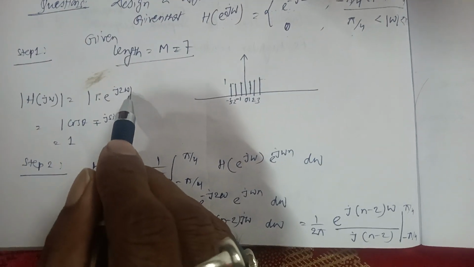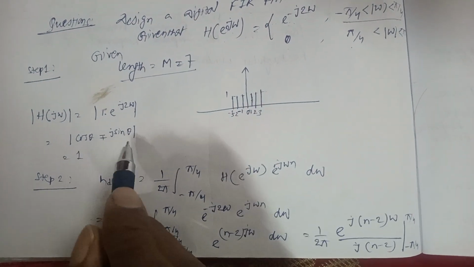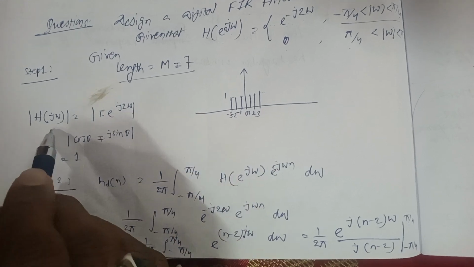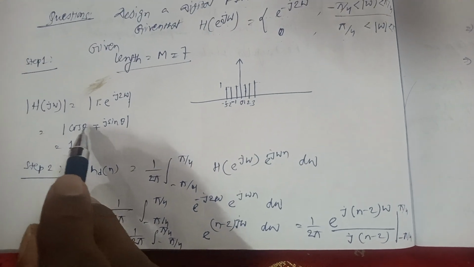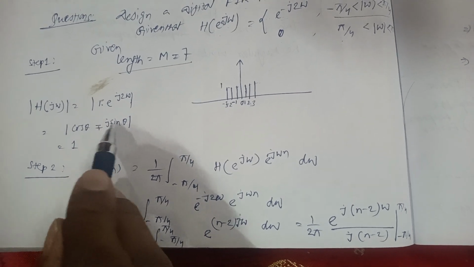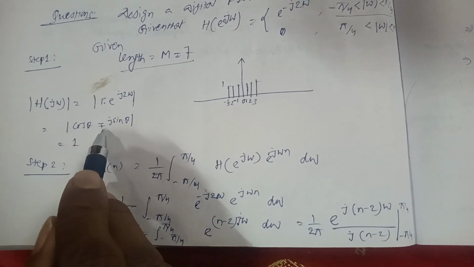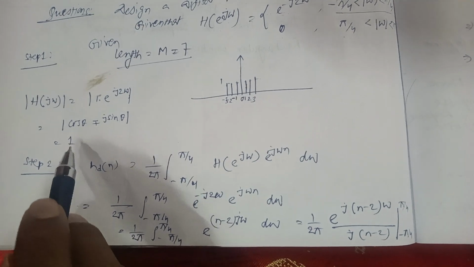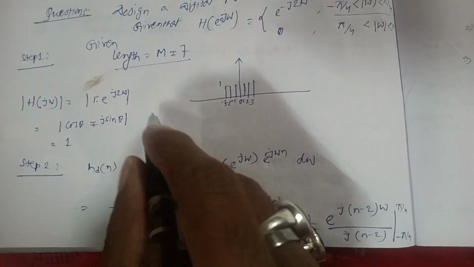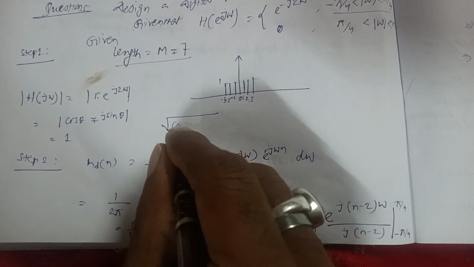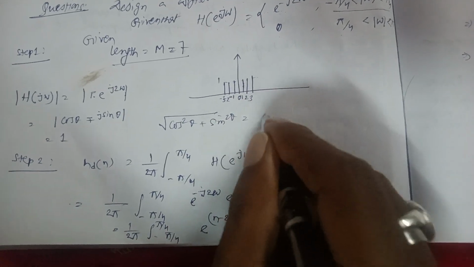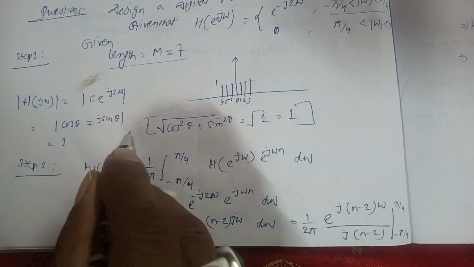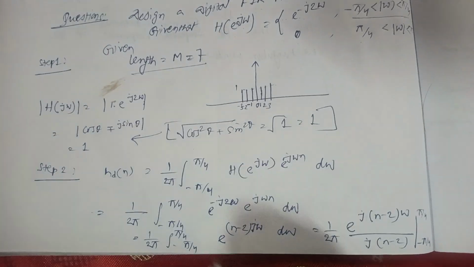So 1 into e to the power j2 omega equals cos theta minus or plus j sin theta. So whatever it will be, cos theta minus j sin theta or cos theta plus j sin theta, we will get 1 only. Just like we know cos square theta plus sin square theta always gives you 1. This is the formula for how to find it.